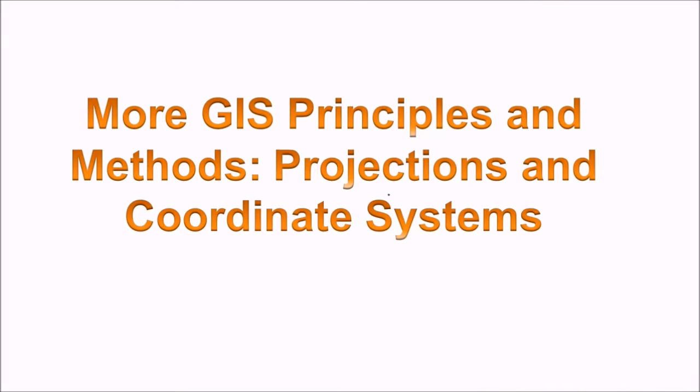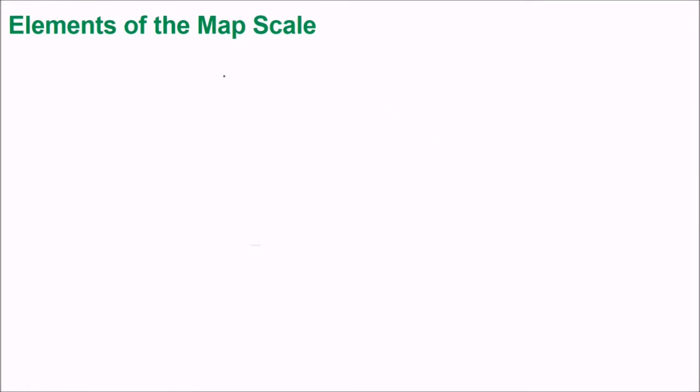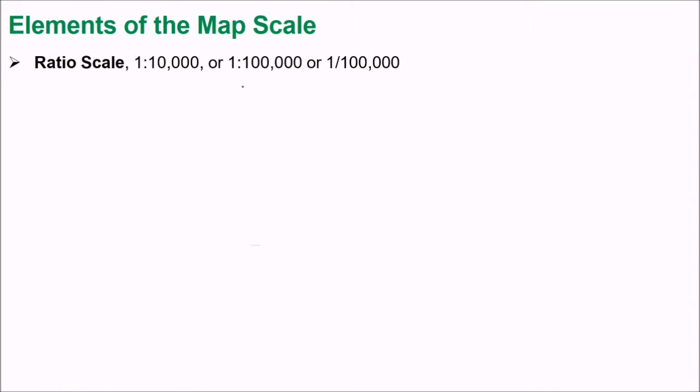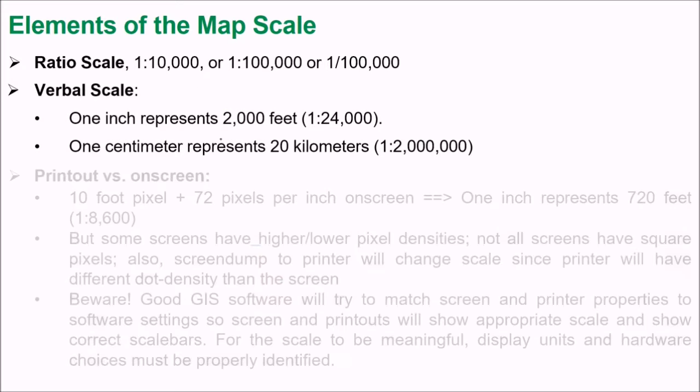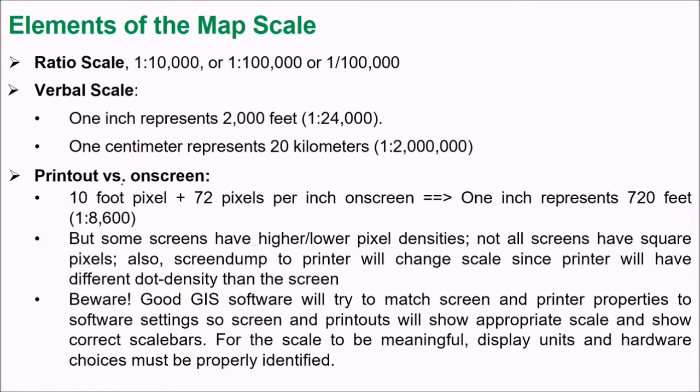So let us take more GIS principles and methods and also the projection and coordinate systems. What are the elements of the map scale? You see the ratio scale, the verbal scale, we have discussed about this, and the printout versus the on screen, because you can get the result printout or you can see on the screen also. The ratio, that is this map scale, is the distance on the map in ratio with the actual distance on earth. Verbally, we can speak like this: 1 centimeter represents 2000 feet, 1 centimeter represents 20 kilometers.